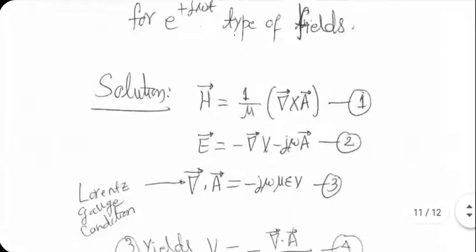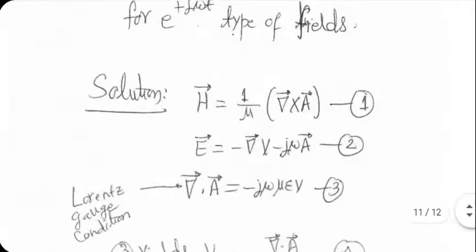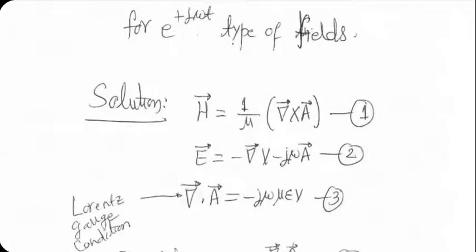We have got these equations. H is 1 upon mu del cross A. That's the way it is defined. E is minus del V minus j omega A. That is the way V is defined, right? Assuming e to the power j omega t variation. And the Lorentz-Gauss condition is there also, del dot A equal to minus j omega mu epsilon V. That V dot is gone. Instead, now we have got minus j omega because e to the power j omega t dependence is there.